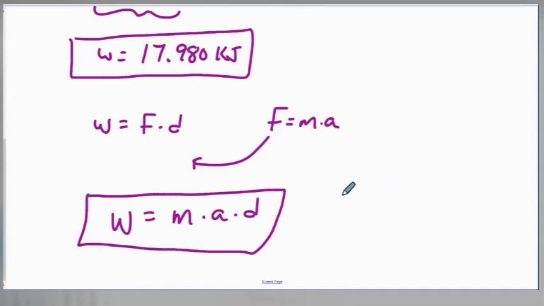Remember that if it's not being moved in the direction of the force, you might need to use that the work is MAD times the cosine of the angle.